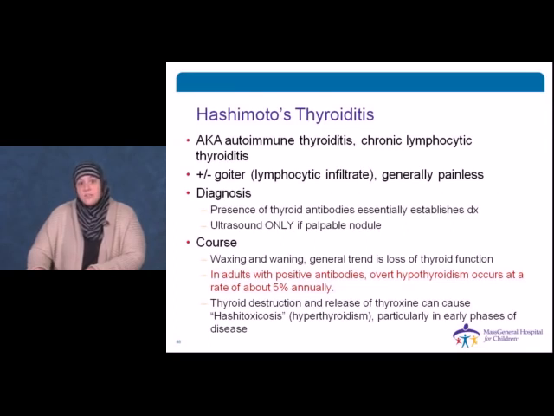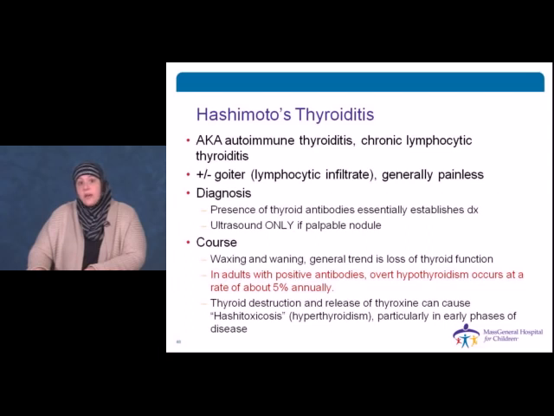Hashimoto's thyroiditis is by far the most common cause of both subclinical and overt hypothyroidism. This is also known as autoimmune thyroiditis or chronic lymphocytic thyroiditis, all different names for the same thing. You often, but not always, will see a goiter in Hashimoto's thyroiditis, and the goiter is due to lymphocytic infiltrate. It's not necessarily due to overactivity of the thyroid gland, so treating the hypothyroidism does not always reduce the goiter. Actually, it typically doesn't. And the goiter is generally painless, which is important to keep in mind.